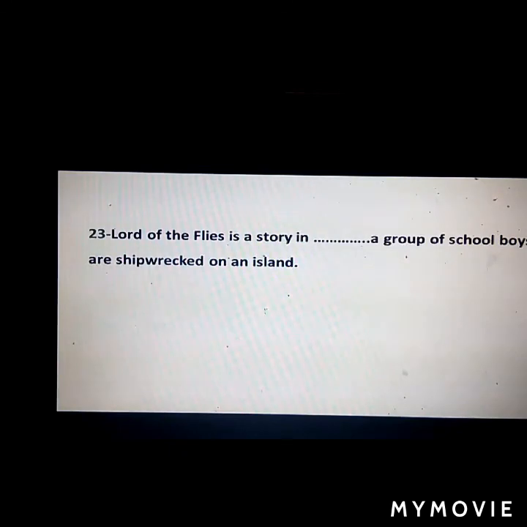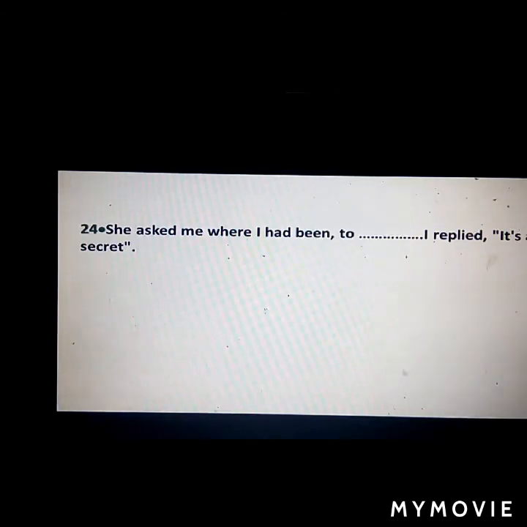Lord of the Flies is a story in ___ a group of schoolboys are shipwrecked on an island. In which. She asked me where I had been to ___. I replied it's a secret سر يعني مينفعش اقوله. To which.